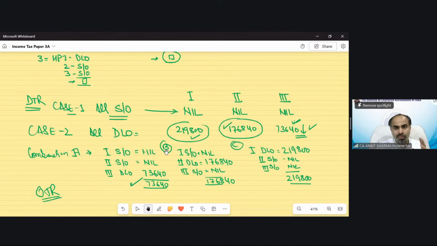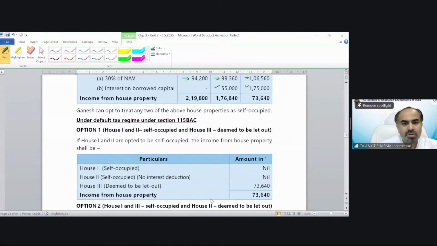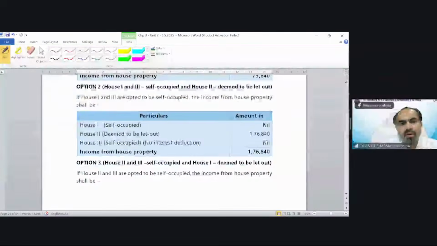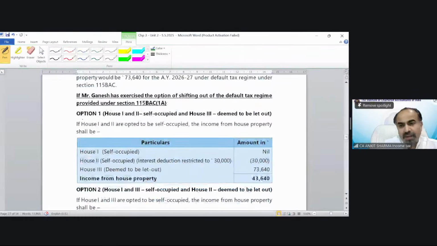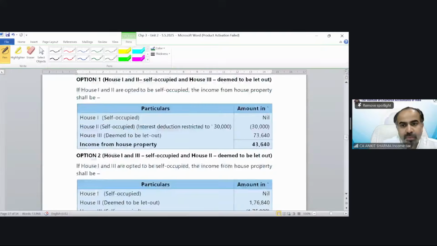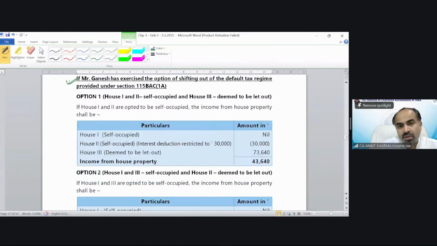Now let me show you the solution regarding the optional tax regime. So this is under the default tax regime, you can see. The default tax regime solution is easy because in case of self-occupied, we just need to take the nil valuation. But if it is the optional tax regime, then in that circumstance, there would be income and loss for properties if rent is there.